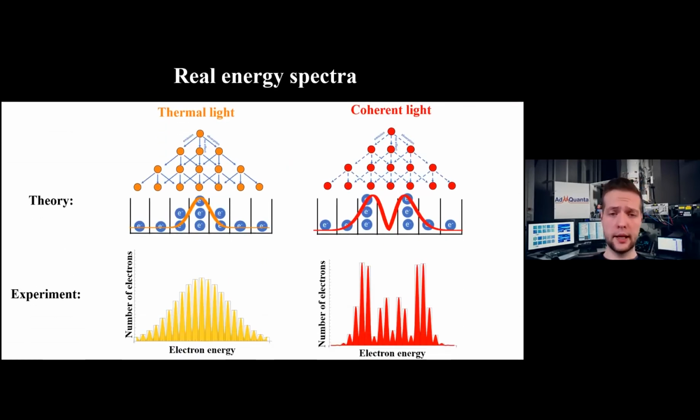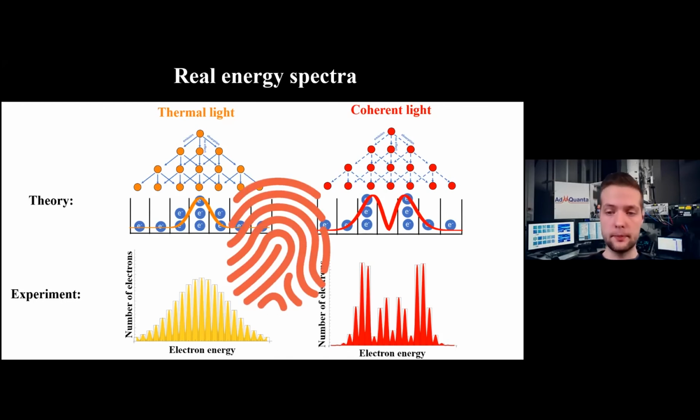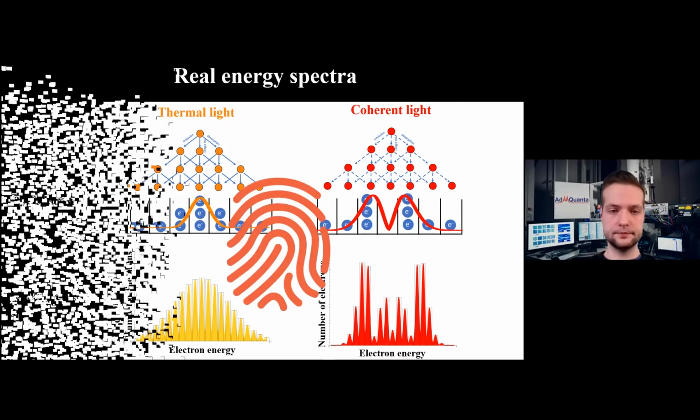With the specific devices, we measure real electron energy spectra, and these spectra are very similar to these toy models that we discussed before. We see that the light with different quantum properties has different electron energy spectra. We are the first who measured this. Now, when we know how the spectrum looks, we can understand whether it was coherent light or thermal light. Thus, these spectra are the fingerprints which help to identify the quantum properties of light.